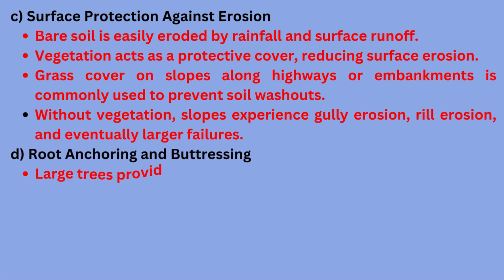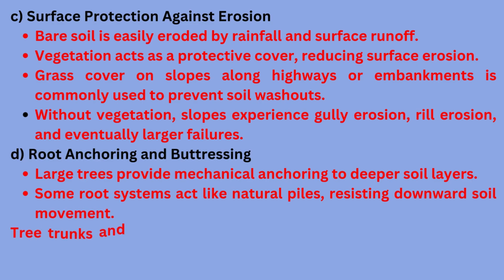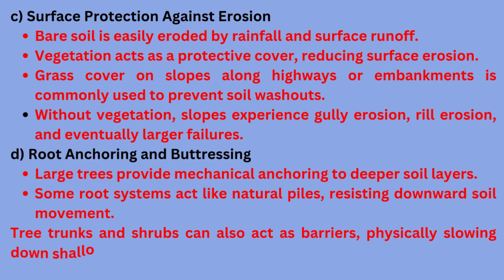D. Root anchoring and buttressing. Large trees provide mechanical anchoring to deeper soil layers. Some root systems act like natural piles, resisting downward soil movement. Tree trunks and shrubs can also act as barriers, physically slowing down shallow soil slips.